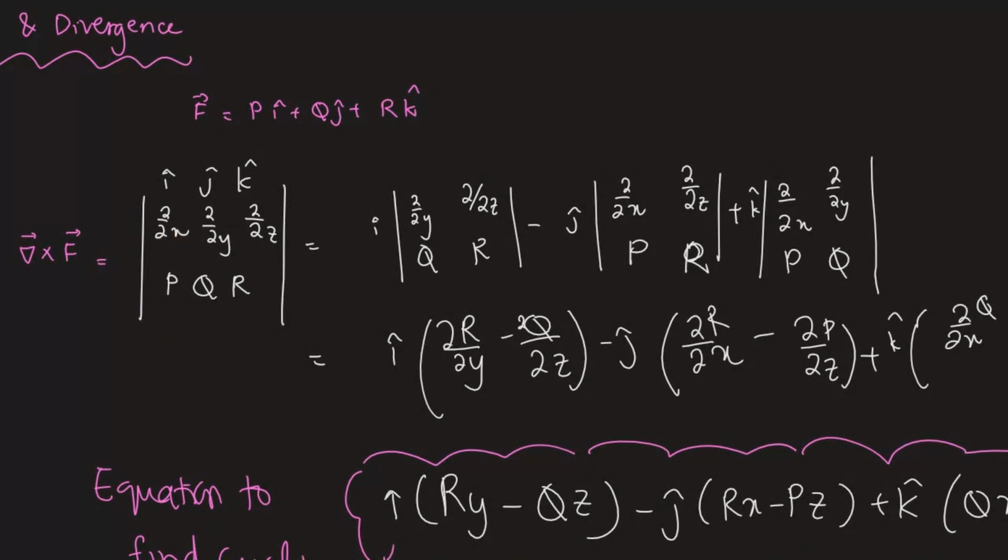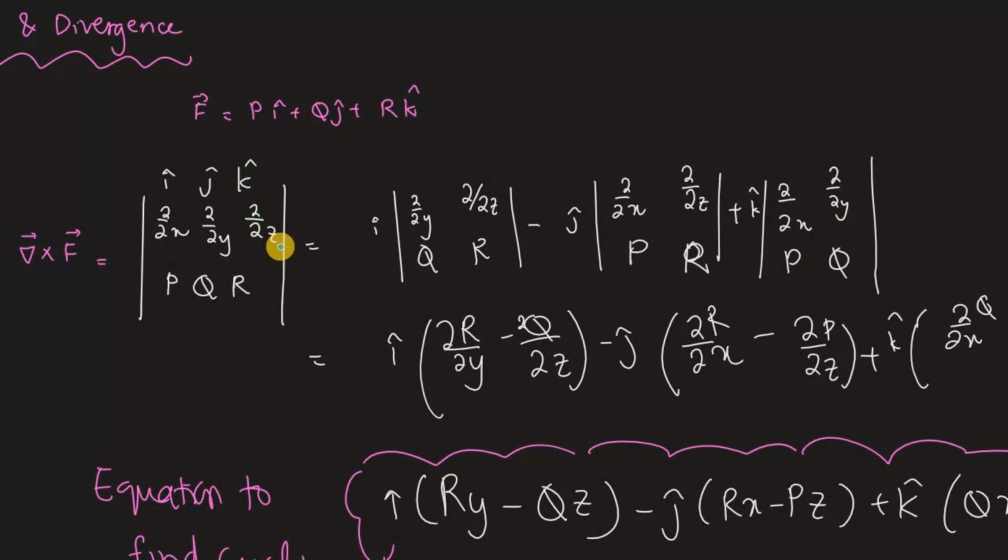So we cross out the i hat first, right? Cross out the i hat, and then we're left with the partial derivative with respect to y and z, and then Q, R. And next, since we're at j hat, remember it's always negative, so we cross out the j hat, and we're left with the partial derivative with respect to x and z, and then P and R. And then afterwards we are going to cross out the k hat, and then we're left with the partial derivative with respect to x and y and P and Q.